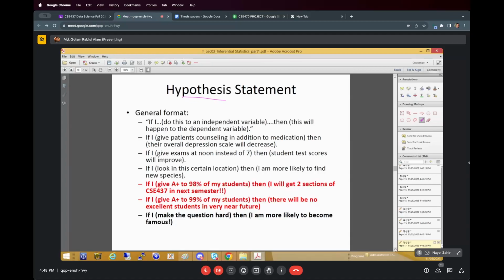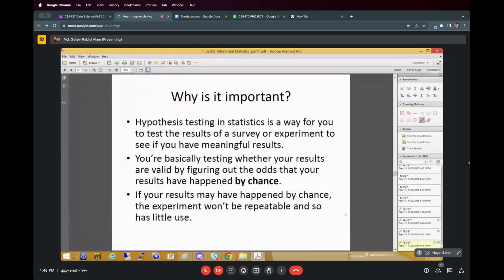To prove those hypotheses, you have to study them, collect survey reports or some form of testing reports, and then you have to apply some statistical inference methods to test whether the hypothesis is true or false.